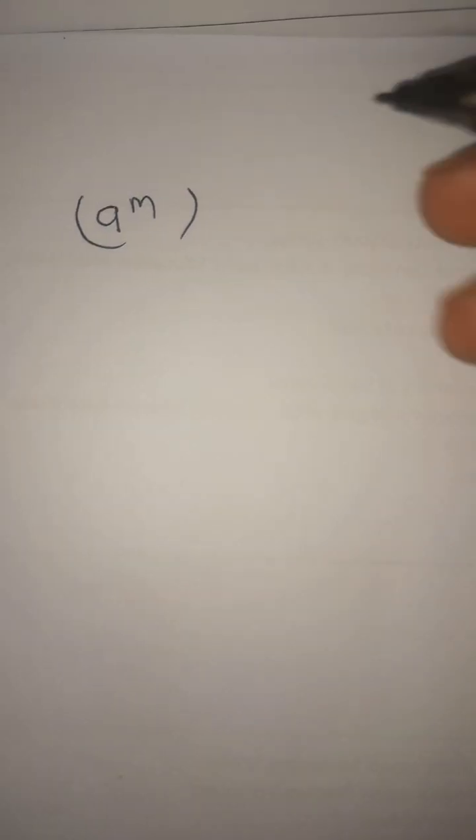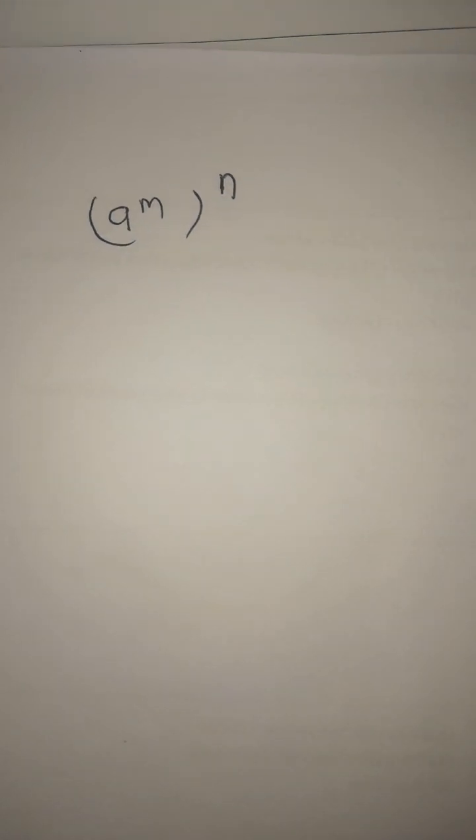Another one will be, let's consider they can give you something like this, a to the power of m, and n. We call this raising a power to power. I hope you're writing down. We call this raising a power to power. So when raising a power to power, we multiply the exponents. Am I making sense? When raising a power to power, we multiply the exponent.